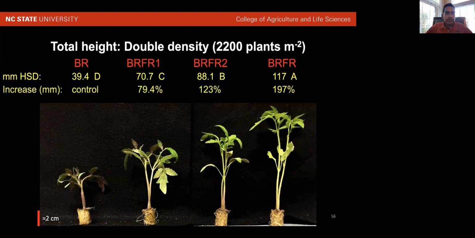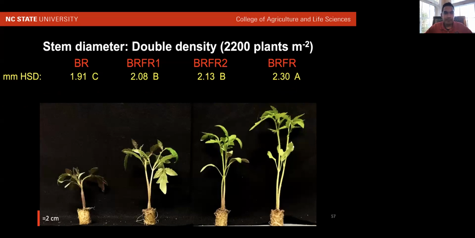You have a total height of 197% taller if you provided far red the entire time, versus 80% taller when you provide far red at the beginning, between 6 and 12 days. And then here you have your coefficient of variation, which is lower with the higher far red. So the shade avoidance response was actually working, but it was creating a very, very tall plant.